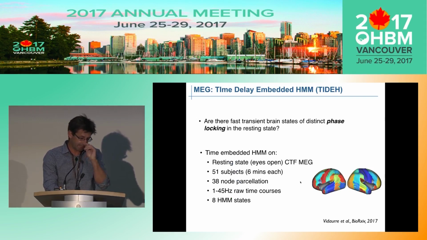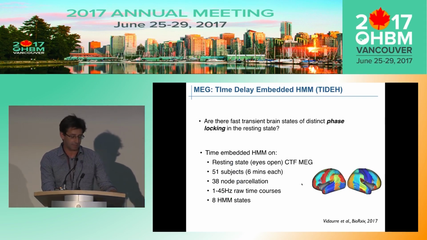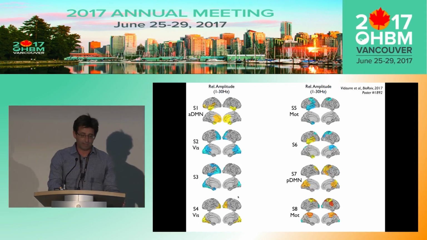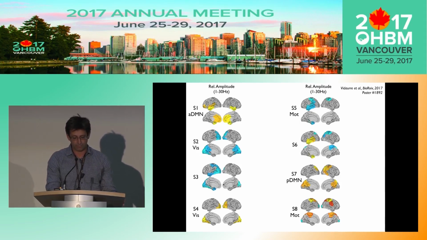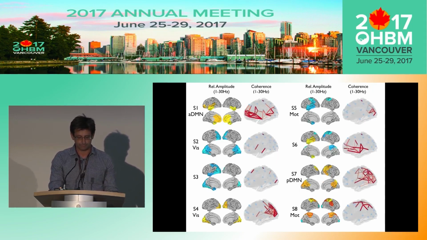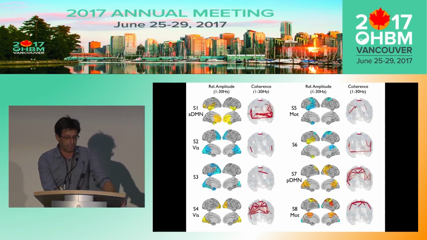So we're going to run this on resting state data using a 38-node parcellation on the raw time courses, focusing on the low frequency ranges that have been successful in MEG connectivity in the past. So we compute the relative amplitude maps first of all, and you can see that we get the same mix of cognitive and primary sensory and motor networks that we are used to seeing, broadly speaking. But the question is, can we find states that show transient events of distinct phase coupling? And if we look at these, then indeed we do.